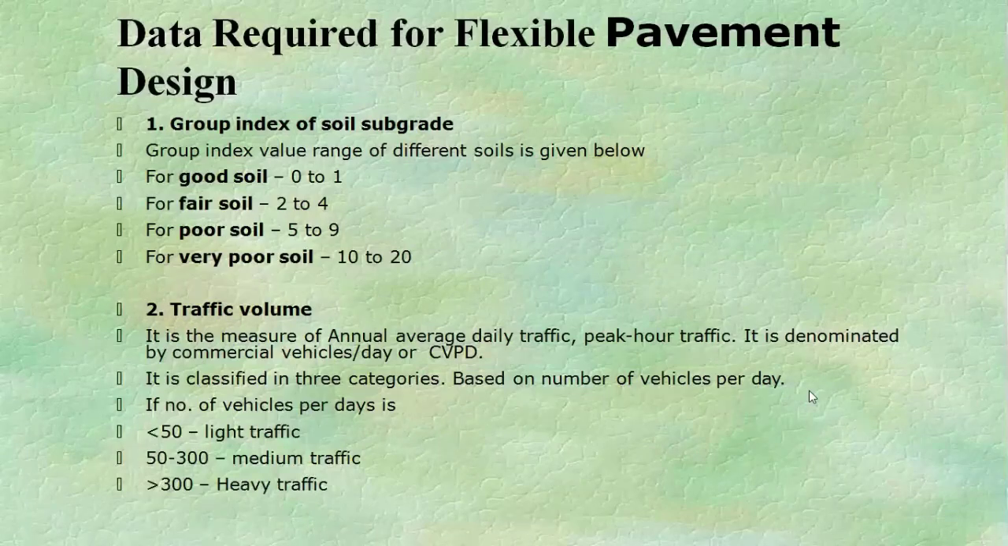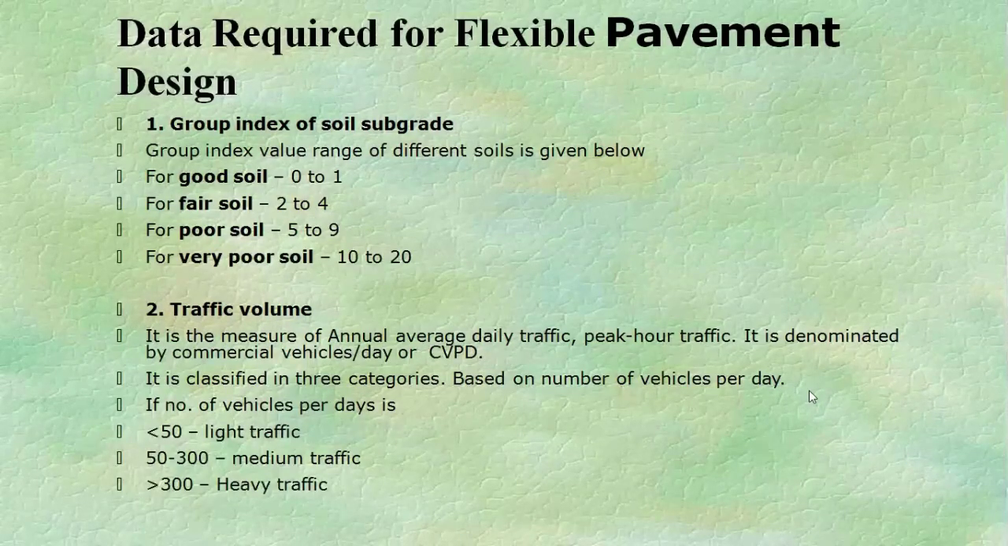The group index value is indicated as a suffix to the soil group within brackets, such as A6(4) or A6(16). In this example, an A6 soil with a group index value of 4 is considered a superior subgrade material than an A6 soil with a group index value of 6.